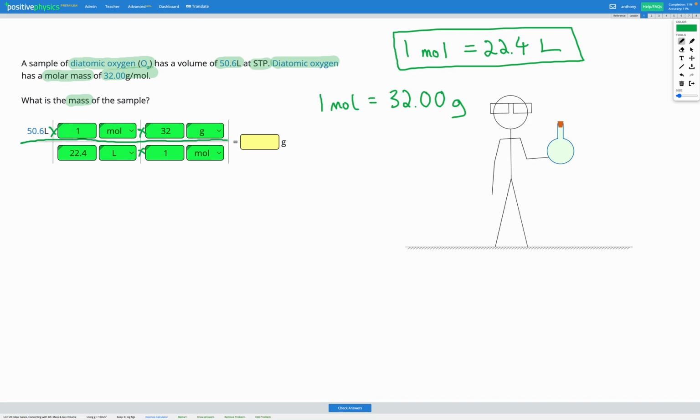Any units that are the same on the top and the bottom are going to cancel. So the litres cancel and the moles cancel. And we're left with 50.6 multiplied by 1 multiplied by 32 grams divided by 22.4 multiplied by 1. So we're going to put that all into our calculator, and that gets 72.3 grams. So we can fill that into our answer box now.